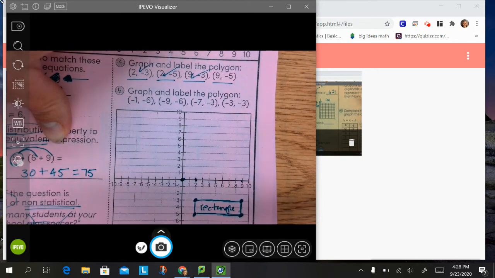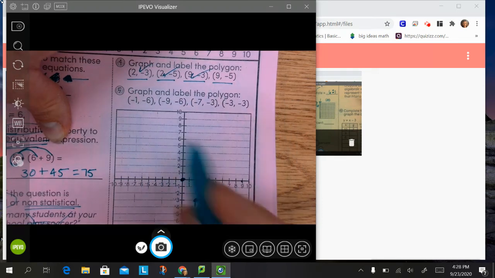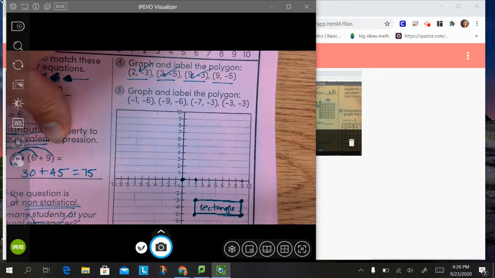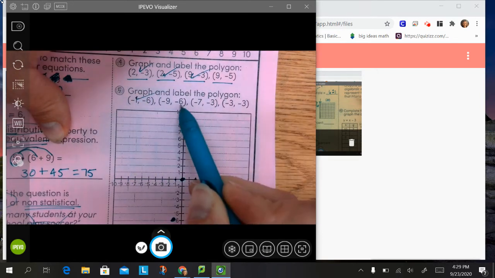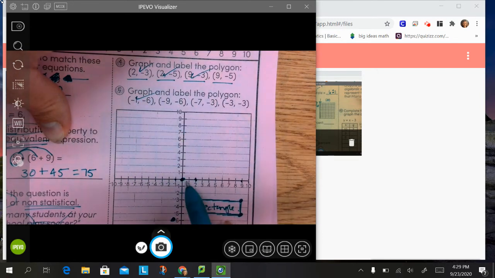All right, next one. It says graph and label the polygon. So now they give you negative 1, negative 6. All right, so you start at 0. You go to the left because you're in negative land. So you go over 1, negative 1, and then down 6. Okay, you want to put a dot right there. That one's done. Negative 9, negative 6. So start at 0, go negative 9, and go down negative 6. Okay, put a dot there.